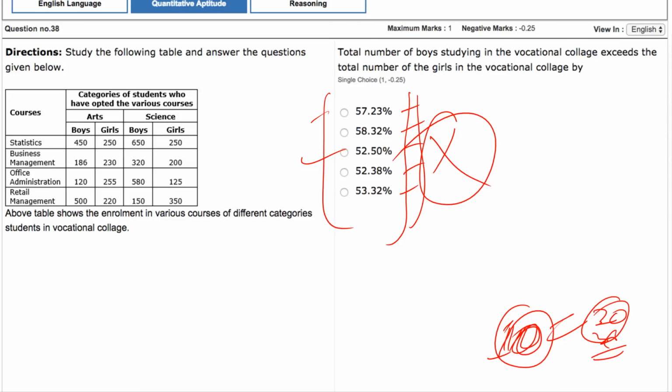Yes, the donkey work we will not do. Try to do it if you want. It will be good practice for your simplification, but we are not doing it here.